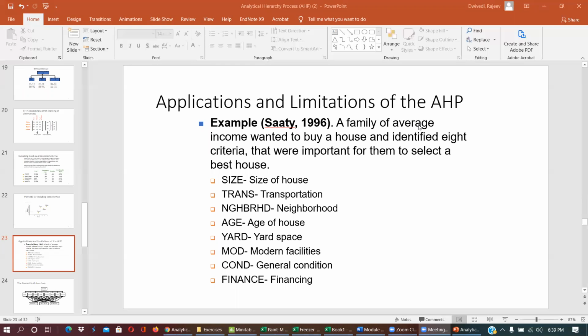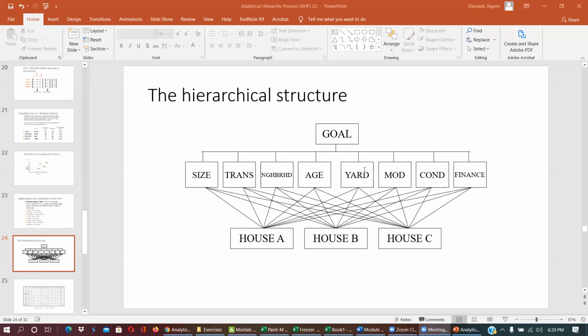Now here is some of the application. A family of average income wanted to buy a house and identified 8 criteria that were important for them to select a best house: size, transportation, neighborhood, age, yard, modern facilities, general condition, and financing. Based on that, they have selected 3 or 4 or 5 houses.